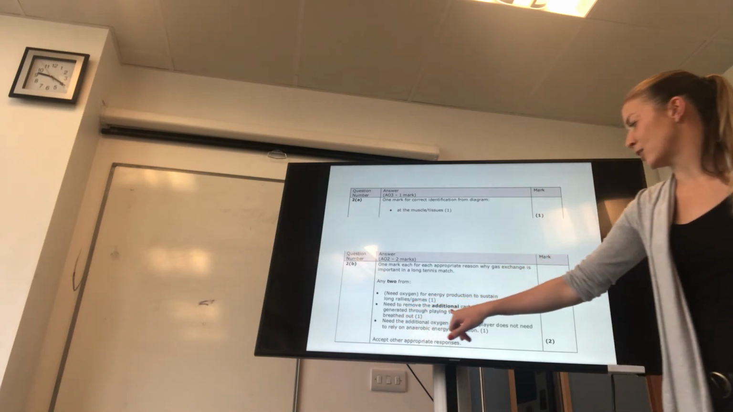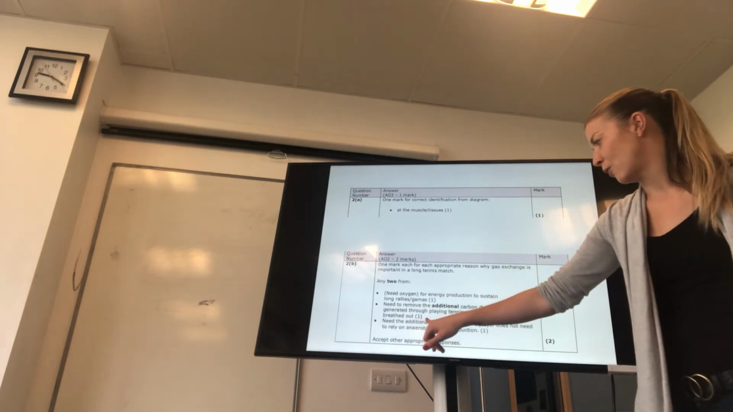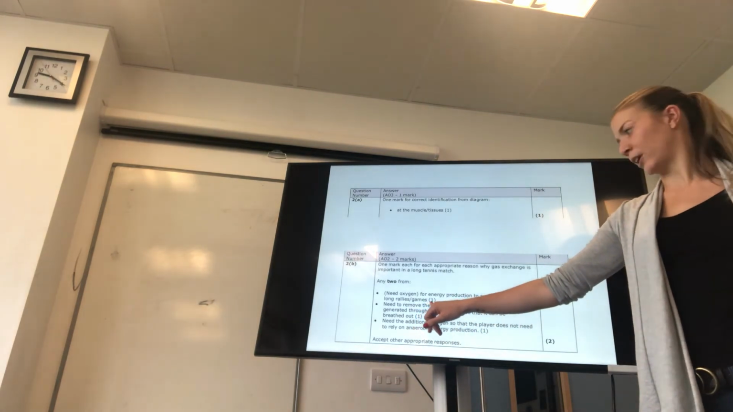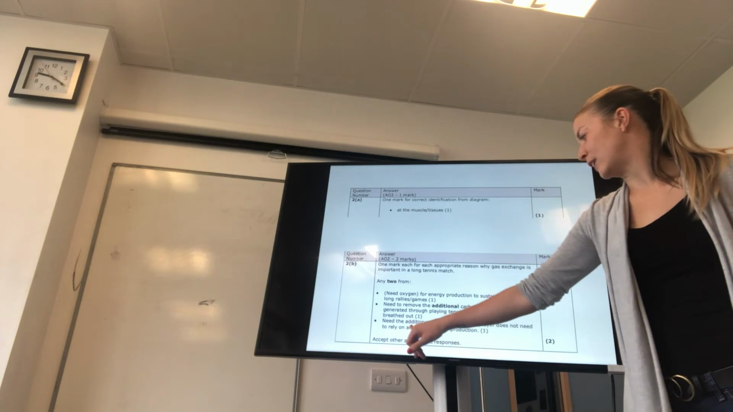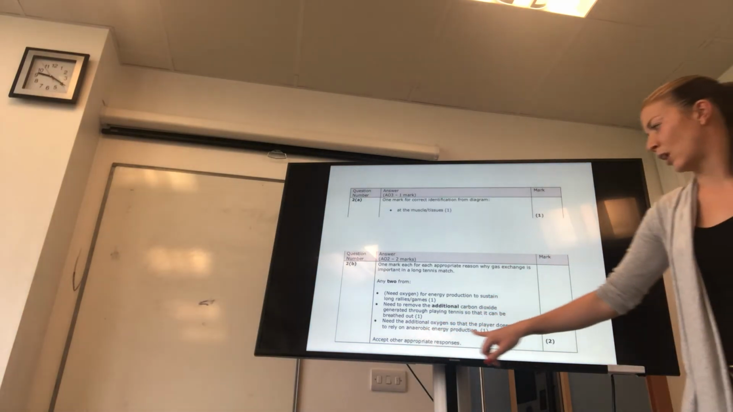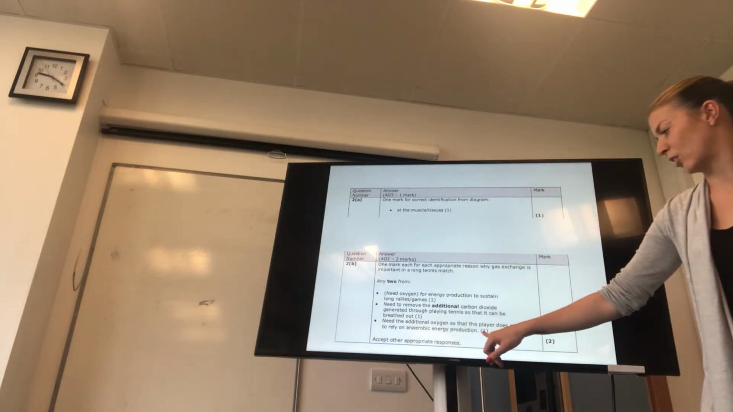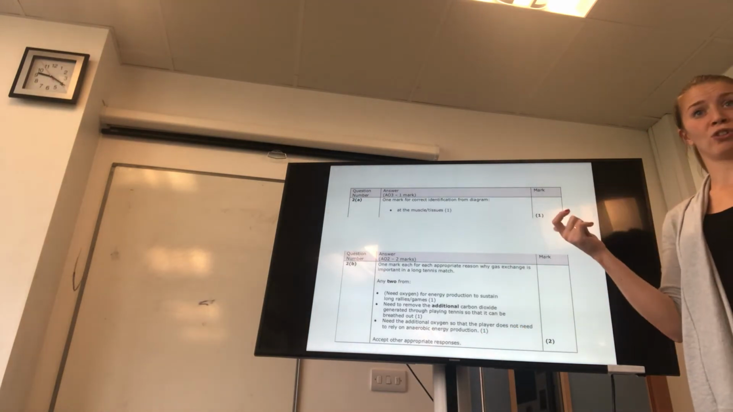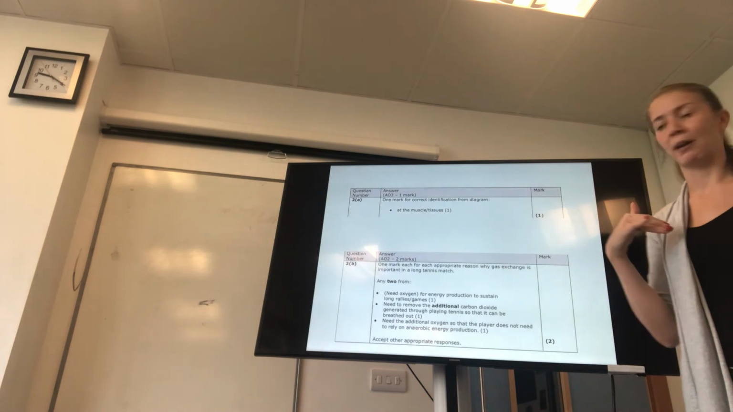You need to remove the additional carbon dioxide generated through playing tennis so that it can be breathed out. So you might have spoke about the carbon dioxide. Or you need the additional oxygen so that the player does not need to rely on the anaerobic energy system production. Or we could have talked about lactic acid. Or we need the oxygen during the match to prevent the build-up of lactic acid.